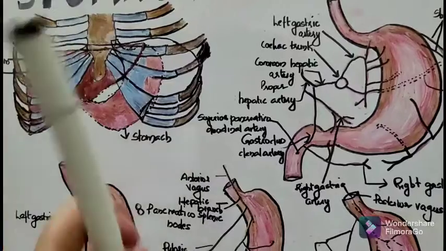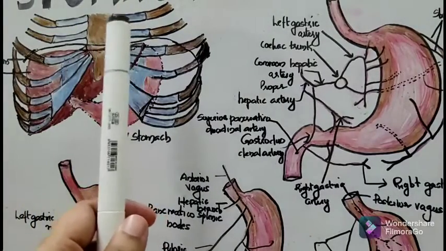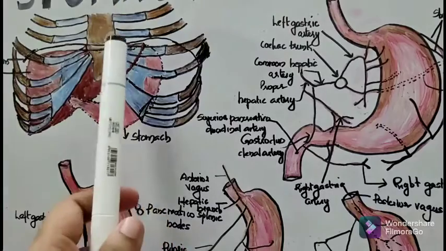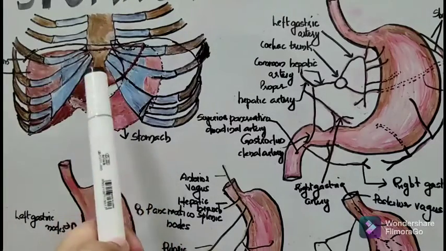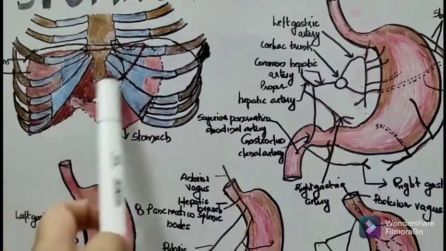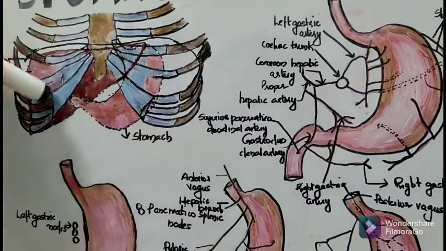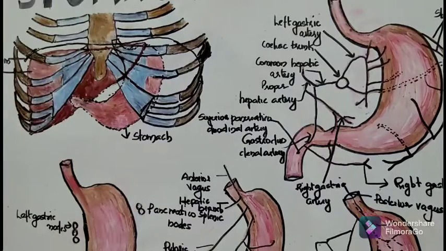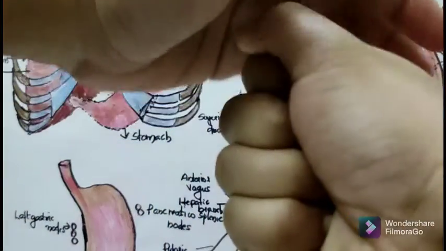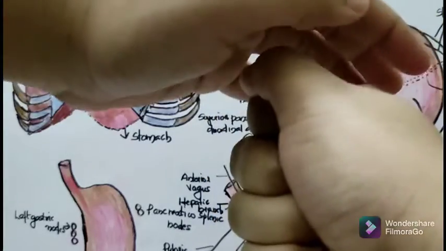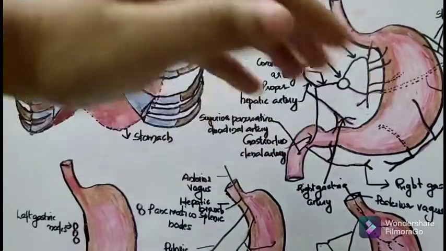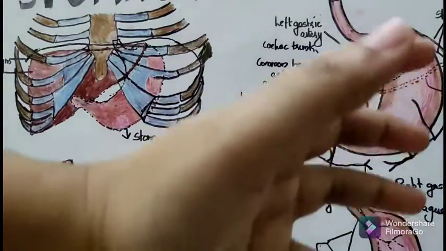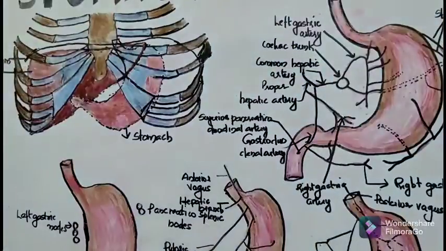Now we'll discuss the visceral relations, that is, how the stomach is related to other abdominal structures. Anteriorly, the stomach is related to the liver and the diaphragm. The diaphragm has a dome shape, so if this is the stomach, the diaphragm covers it like this. It is partially covered by the dome-shaped diaphragm anteriorly and posteriorly.